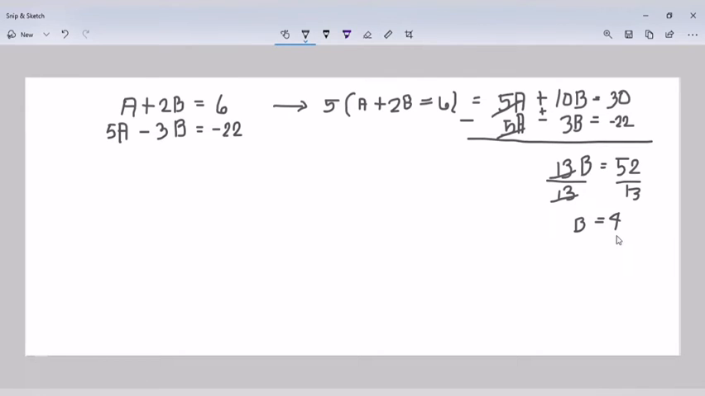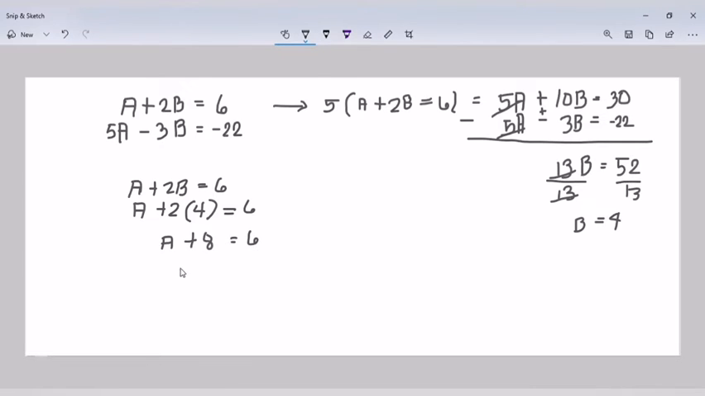So as of now, we have a value for b. To solve for a, just substitute the value of b into the equation. We will be using the first equation, which is a plus 2b equals 6. That gives us a plus 2 times the value of b, which is 4, equals 6. So that gives us a plus 8 equals 6.